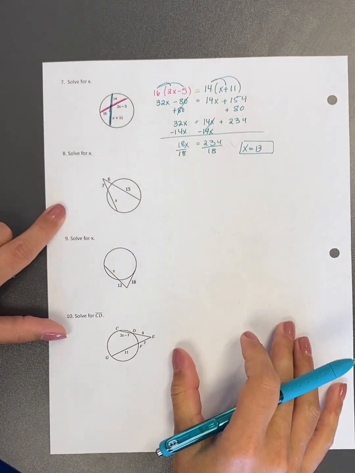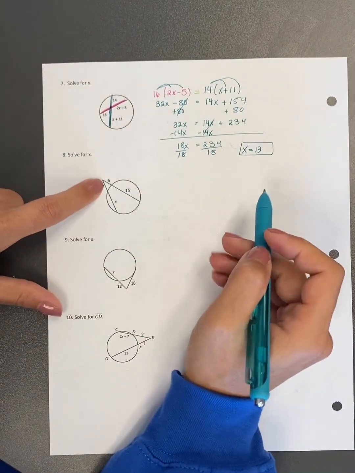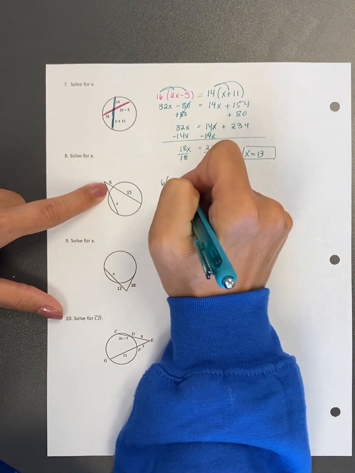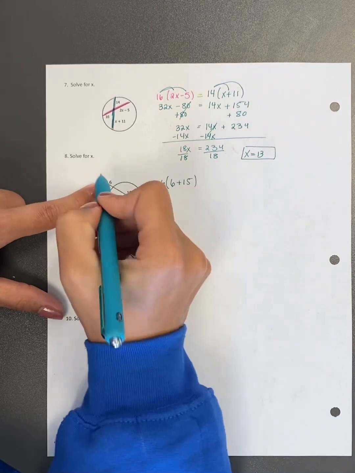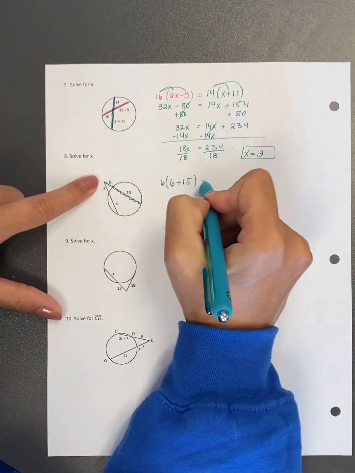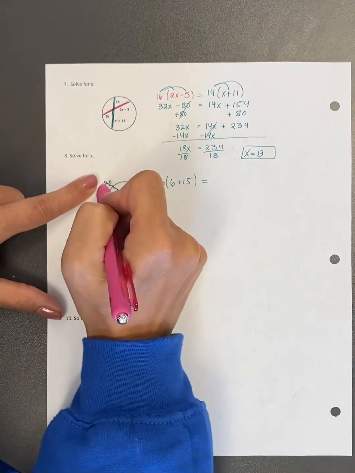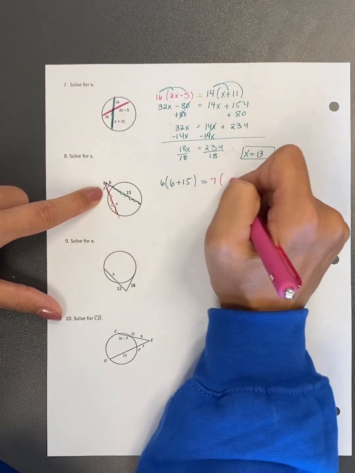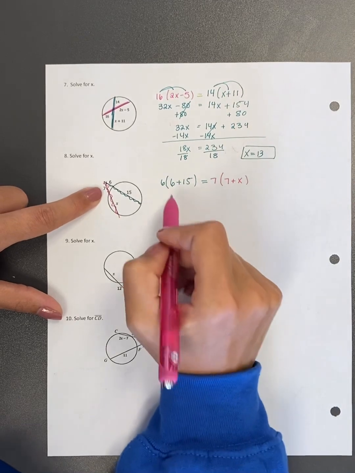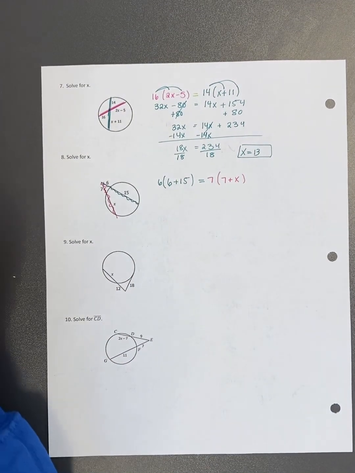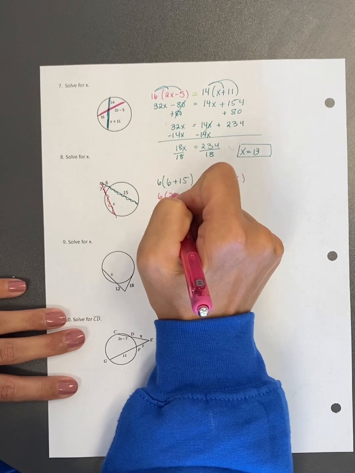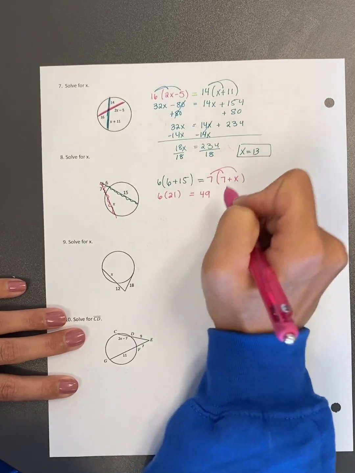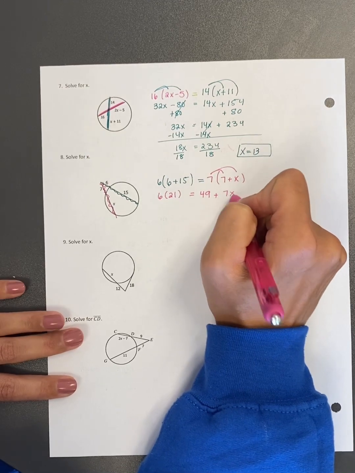For number 8, I'm taking the outside. So I pick something on the outside, so I'll do 6 multiplied by the entire length of the line. So 6 plus 15, because it's the whole line, equals outside, which is 7, multiplied by the whole length of the line. So 7 plus x. So if I add 6 plus 15, that makes 21. So I'm doing 6 times 21. 7 times 7 is 49. 7 plus x, or times x, is 7x.